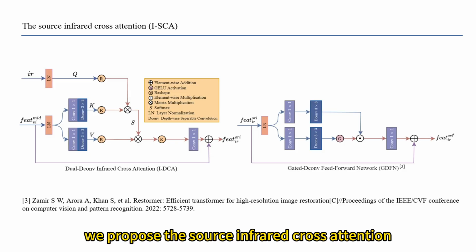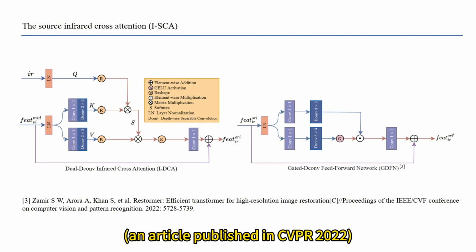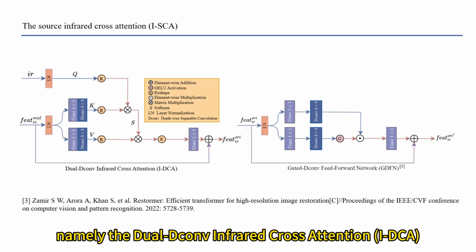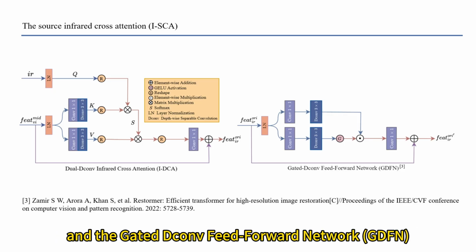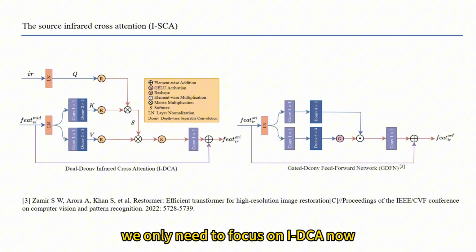Specifically, we propose the source infrared cross-attention, abbreviated as ISCA, by modifying Restormer, an article published in CVPR 2022, and the structure is shown in the figure. ISCA consists of 2 parts, namely the dual conv infrared cross-attention, IDCA, and the gated conv feed-forward network, GDFN. We only need to focus on IDCA now.